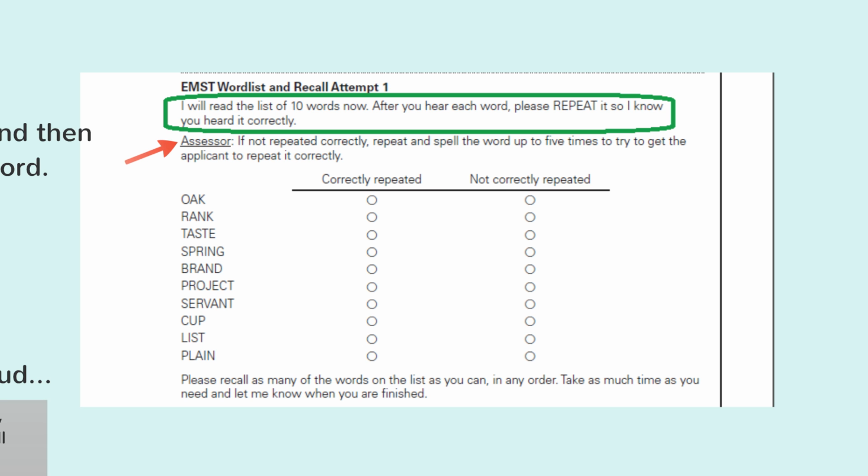Notice in the instructions it states that after the applicant hears each word, you are asking them to repeat it, so that you know they heard it correctly. If not repeated correctly, the examiner may repeat and spell the word up to 5 times to try and get the applicant to repeat it correctly.